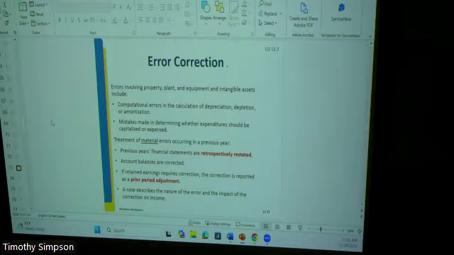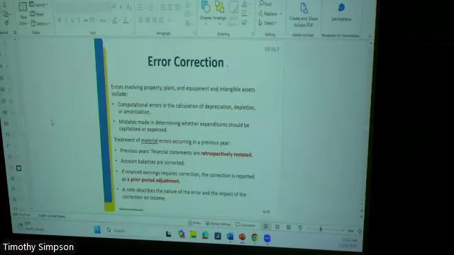And when we talk about material errors, this is something that may be a little bit beyond what we're doing in intermediate accounting, because FASB has some rules as to what's material and what's not material. There's usually a percentage rule that they apply, whether it's material or not.